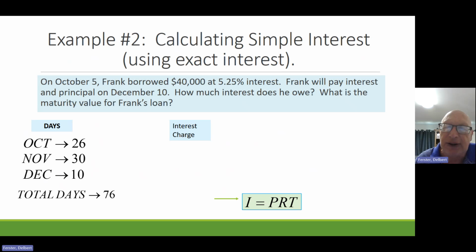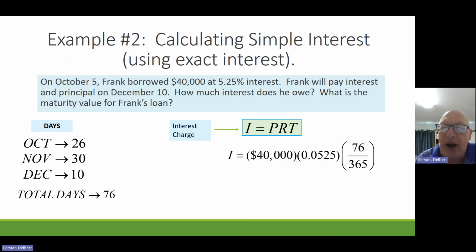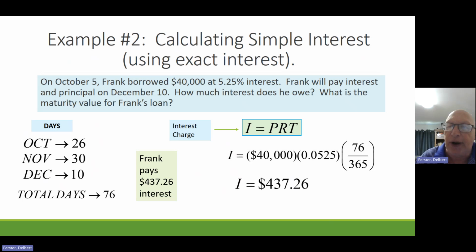Time to calculate? Yeah, let's do it. Principal times rate times time. You've got 40,000 going in for your principal. You've got 0.0525 going in for the rate. And check out that last fraction referencing time. 76 was the day count out of 365, because in this particular example, we're playing exact interest. Calculator: 40,000 times 0.0525 times 76 divided by 365. Hit equals, and that gets you your interest figure. So he's going to owe $437.26 for this particular loan.